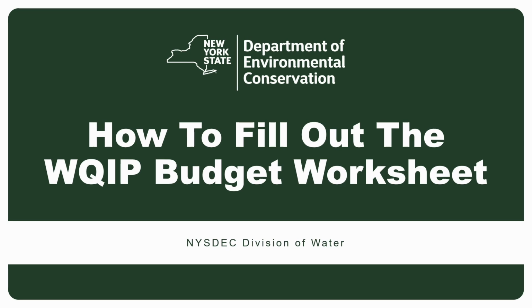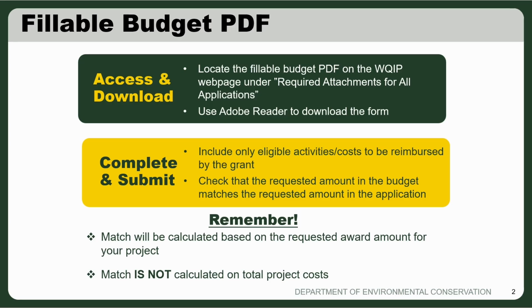WQIP budget tutorial, I'll go through two examples of how to correctly calculate match and show you how to fill out the budget worksheet. As a part of the WQIP application, you need to complete and upload the fillable budget worksheet. The link to this PDF is located on the WQIP webpage in the Application Resources section under Required Attachments for all applications. Your project will be deemed ineligible if this worksheet is not submitted with your application.